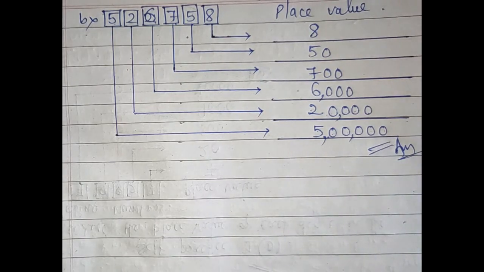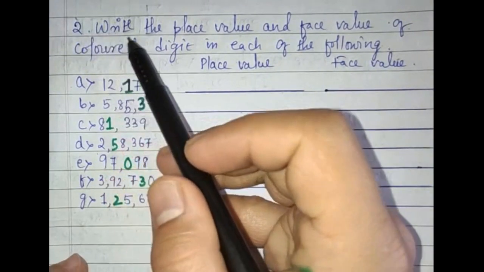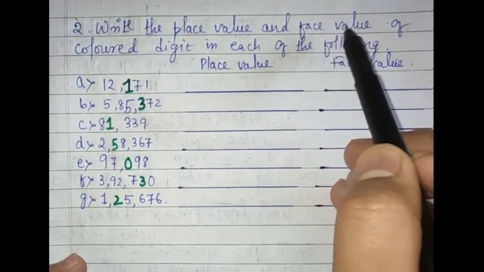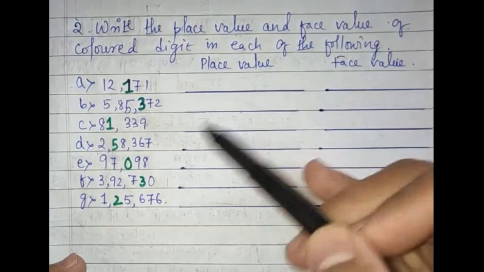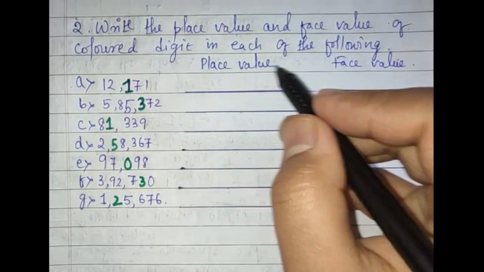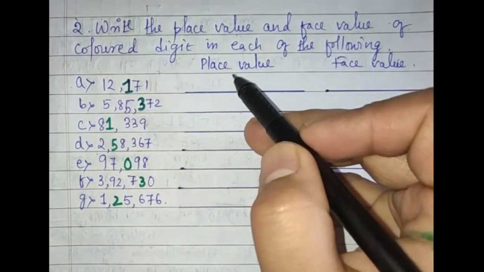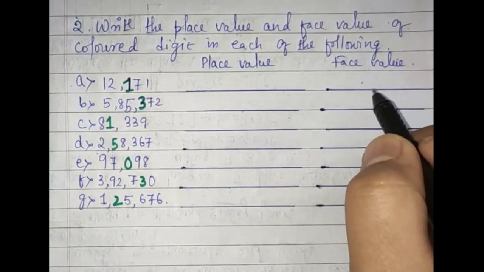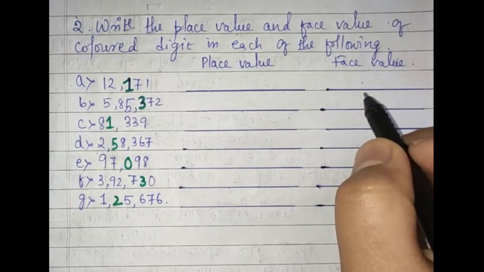Okay. So moving on to the next question, we have question number 2 from self-practice 1D. The question states: write the place value and the face value of the colored digit in each of the following numbers. So you have to write the place value and the face value of each colored number. You all know how to do the place value. In the previous question we have done it. Let me remind you, face value is the value itself. The number itself will be represented by the value as a face.